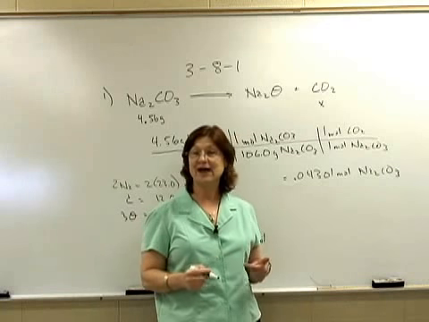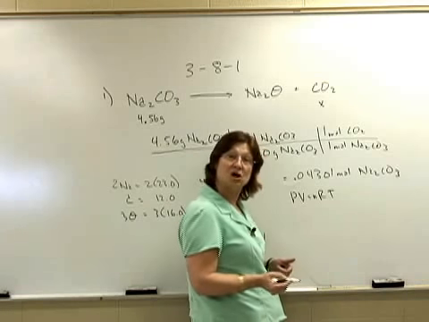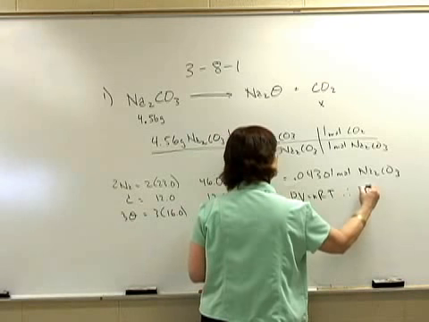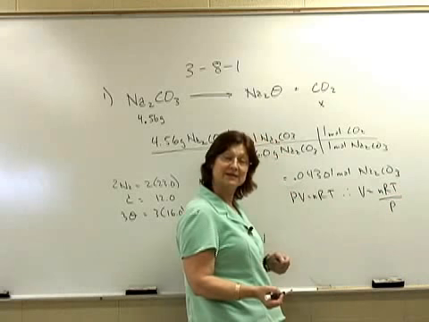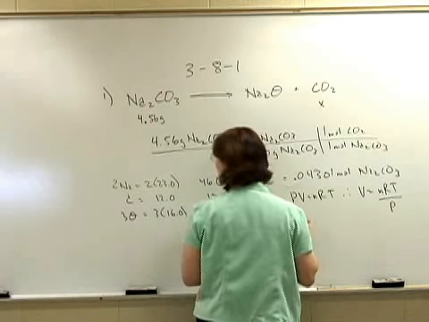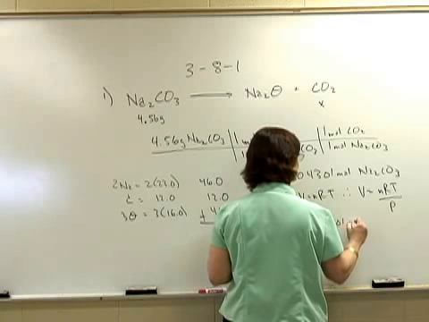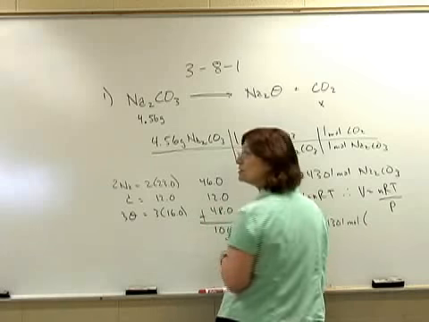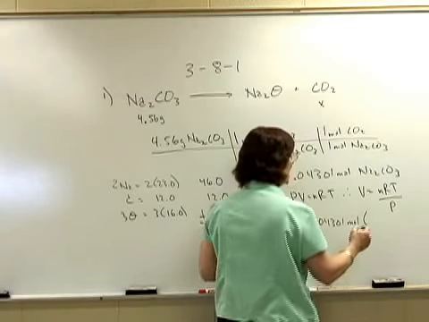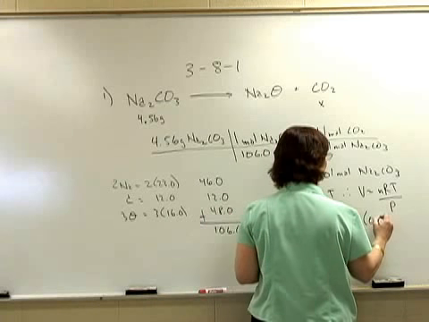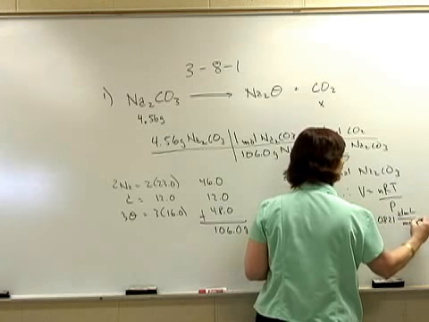Then I will use the ideal gas law, PV equals nRT, and I'm solving for volume. Therefore, volume equals nRT over P. Then I substitute in the values. I found that there's 0.04301 moles. My constant that I'm going to use is in atmospheres because the pressure that I'm given is in atmospheres, and that would be 0.0821 atmospheres liters per mole Kelvin.